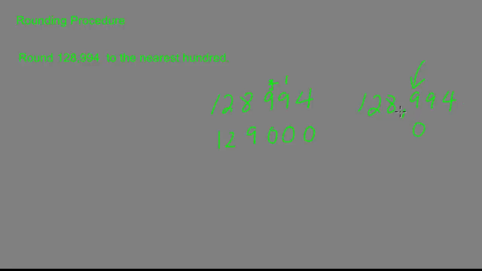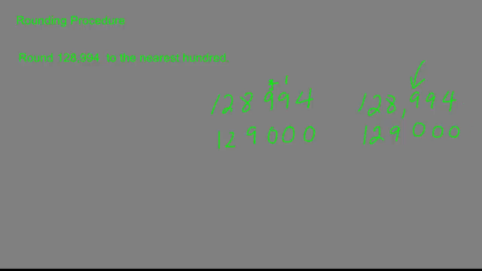And of course, the 1 is carried over to the 8. That means you add 1 to 8 and you get 9, but the 2 stays the same. And as before, any digit after the 100 also becomes 0. So you end up with 129,000.